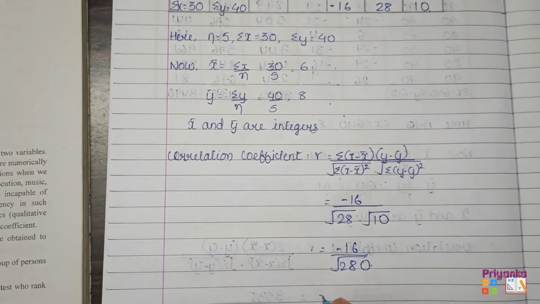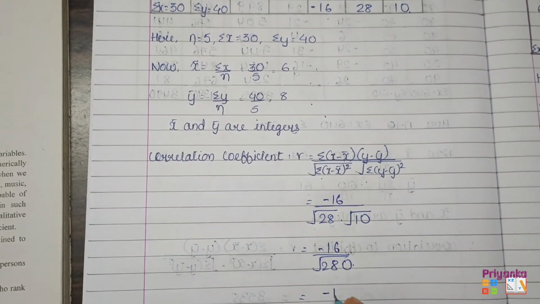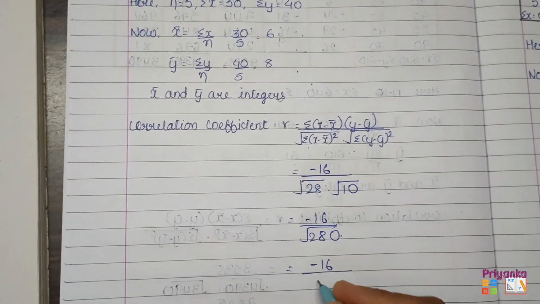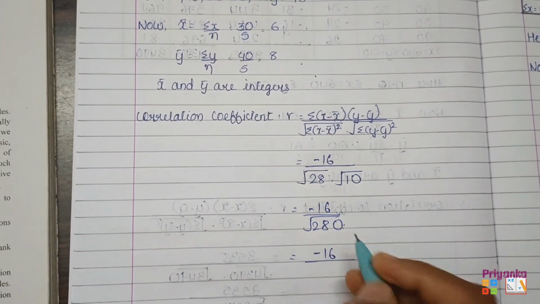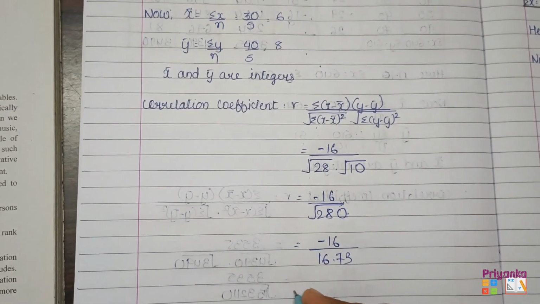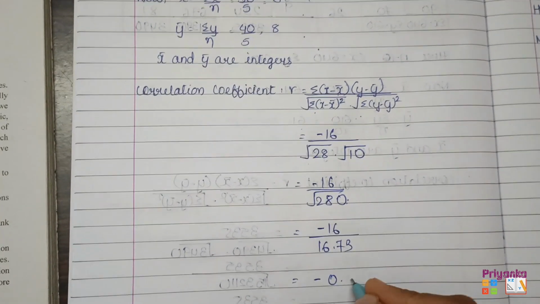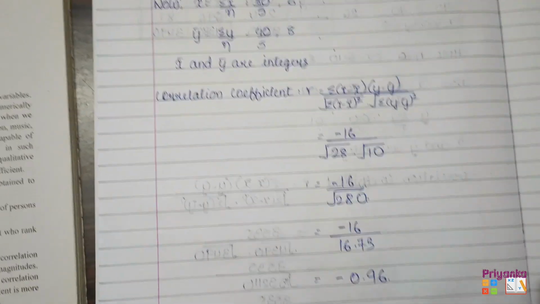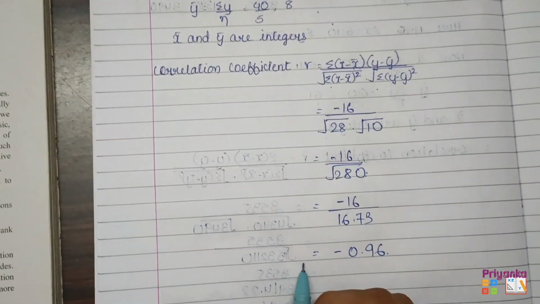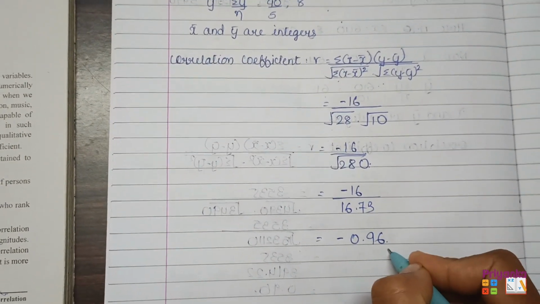If we make such a silly mistake, we can lose marks. So remember and be focused. Take the root of 280, we'll get 16.73, and if we do the calculation of this, we'll get 0.96. So hence the correlation coefficient between the study hours and the sleeping hours obtained is 0.96.